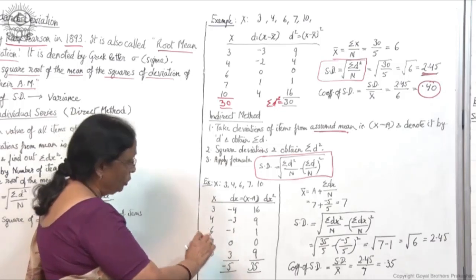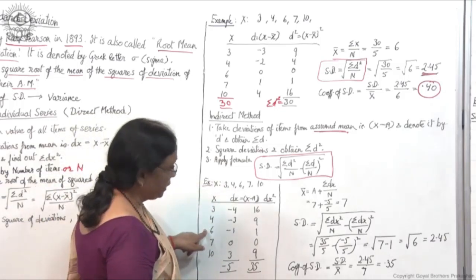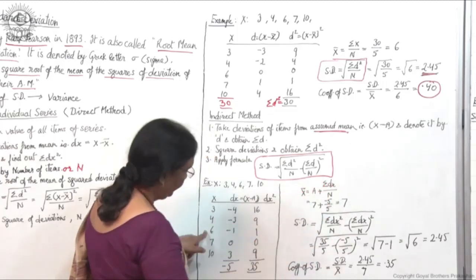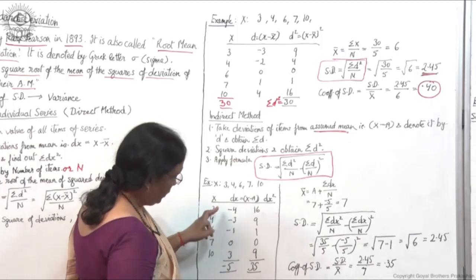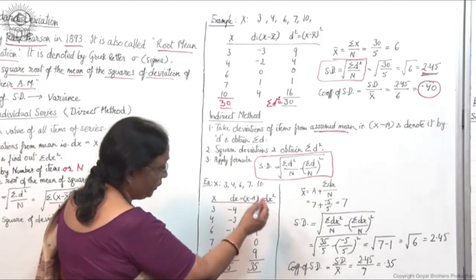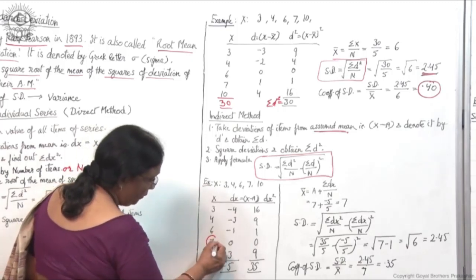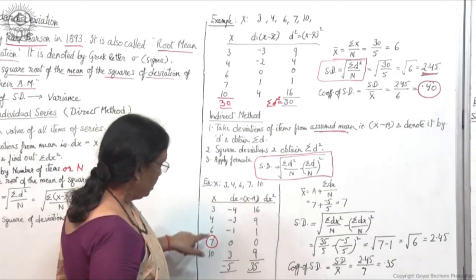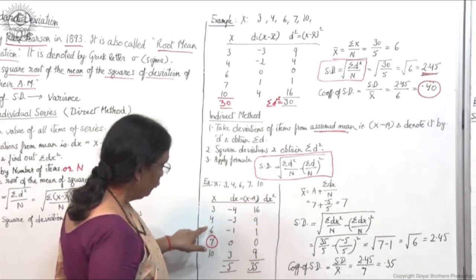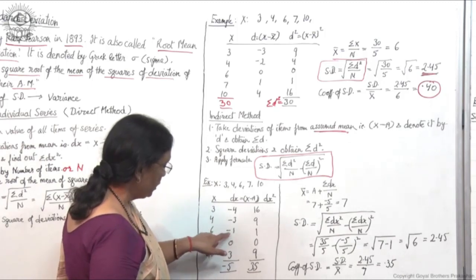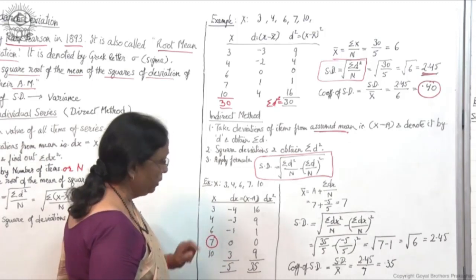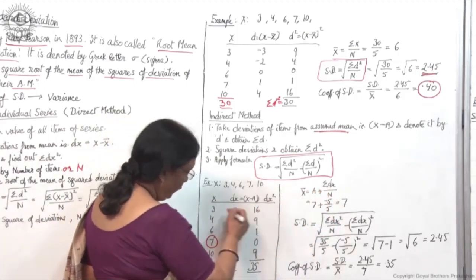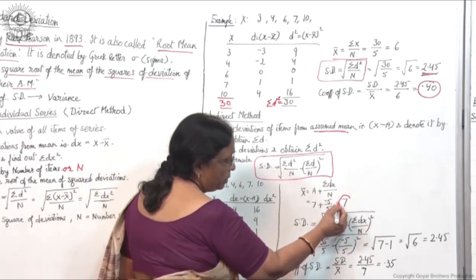Now how is the assumed mean calculated? You know the formula for assumed mean, x bar is equal to a plus sigma dx upon n. Now for sigma dx, we take the assumed mean as 7. Now let us see, 3 minus 7 is minus 4, 4 minus 7 is minus 3, 6 minus 7 is minus 1, 7 gives 0 and 10 gives 3. So sigma dx is minus 5, the number of items is 5 and the assumed mean is 7.